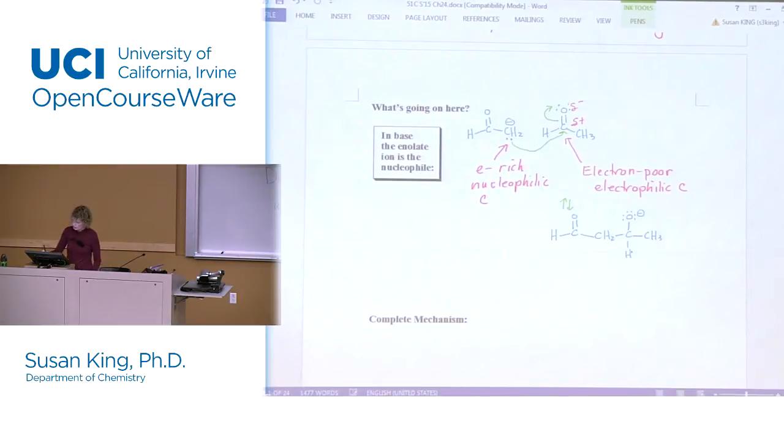All right, and then you can imagine we do protonation. This is looking like chapter 20 now. We do protonation. And then usually heat, although sometimes you don't need heat, as we'll see coming up, usually heat. You lose water, so that's a dehydration reaction, and that takes you all the way to the aldol condensation product.